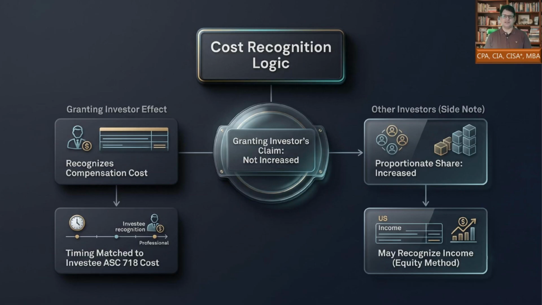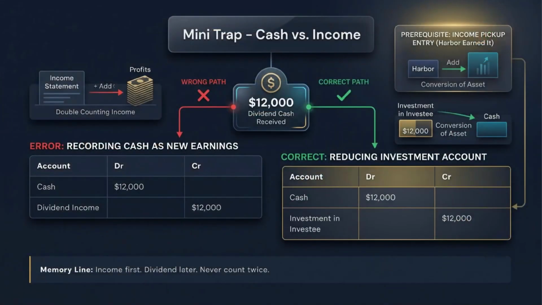A side effect can arise for other investors. If their proportionate share of investee book value increases because they did not fund the grant, they may recognize income in their own equity method accounting. This is a reminder that equity method accounting can be relationship based, but it is still very much double entry based.